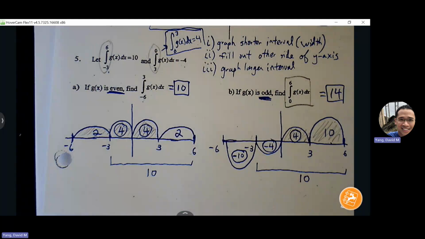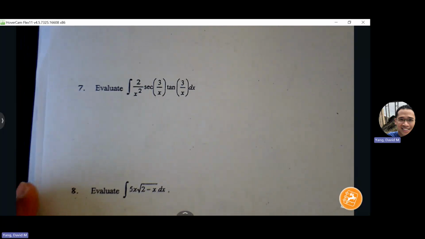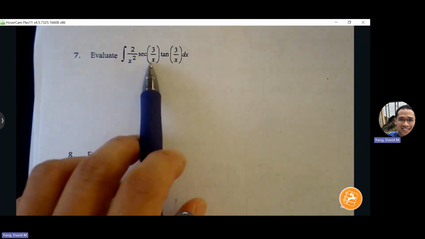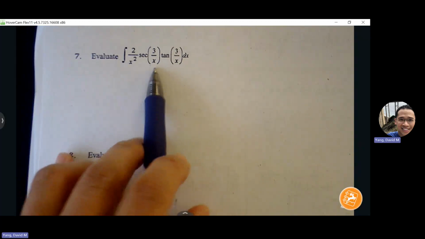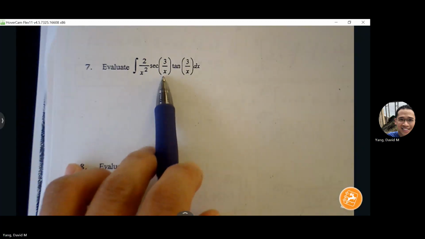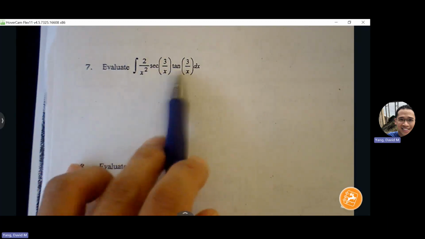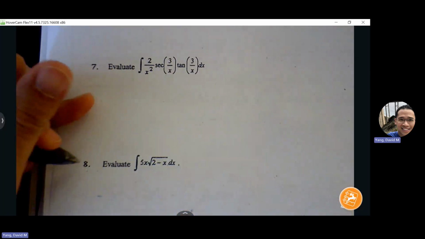All right, let's see how much of the second page we can do. I'm gonna skip number 6 and let's do number 7 here. Now, this is something similar to, I think we did something like this yesterday, right? So let me skip this. Do you guys remember what's the u value for this problem? 3 over x, and then secant tangent, and then the 2 over x squared will cancel out, right? Okay, I think we did this already. Number 8 then.